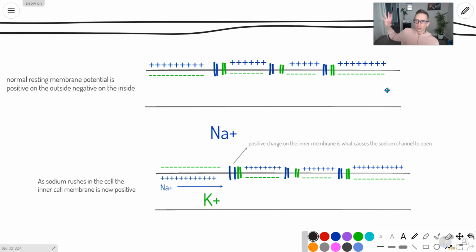But if you can remember, sodium rushes in, opens more sodiums, and then after a while, potassiums rush out to reestablish the charge across the membrane. If you can remember that and what the sodium-potassium pump is doing, you're golden, bro.